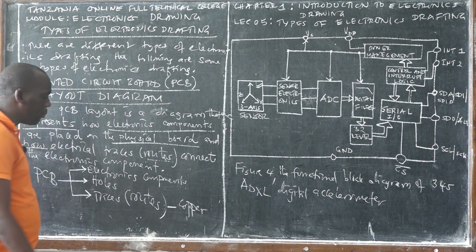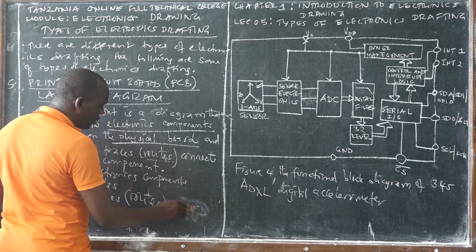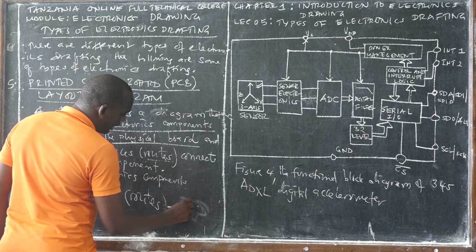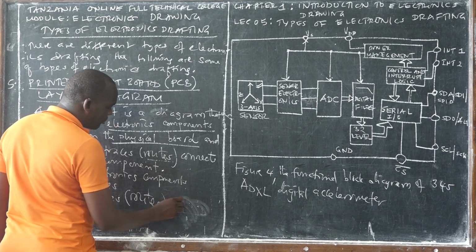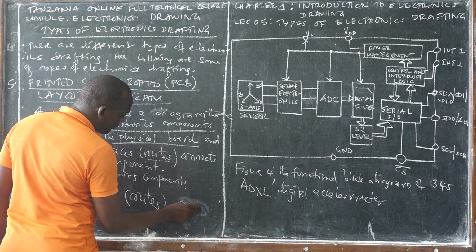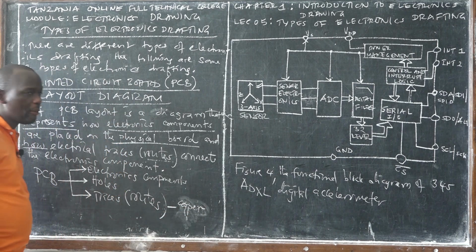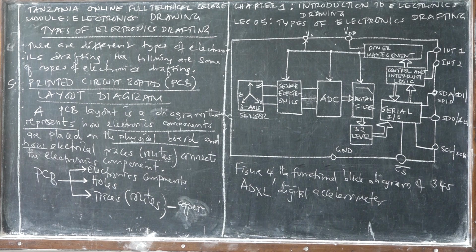So you're using copper. In those PCB boards, either a single-sided PCB board or a double-sided PCB board, they have copper material. I said stop writing, stop drawing. So these are the routes. The routes or traces replace physical wires.